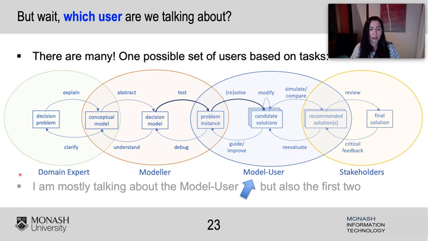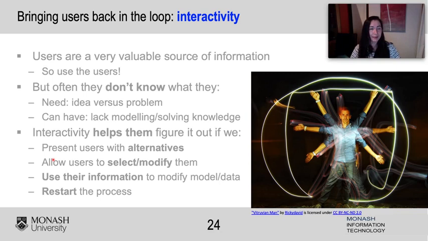So there's the domain expert, who is talking to the modeler, the traditional modeler, who is doing the conceptual model, then an actual decision model, which gets data, and that's the instance, and then you have the one that uses this, then you have the CEOs and stakeholders. I am mostly talking about this person. But also actually, because the modeler is also a user, and the domain expert and the model user often are the same.